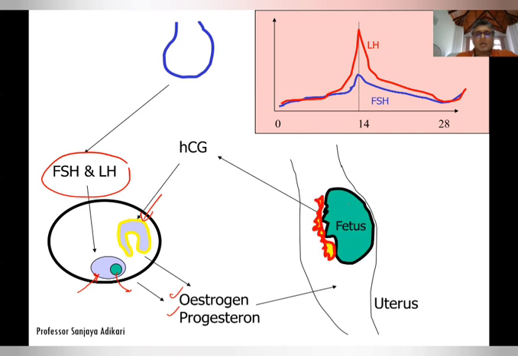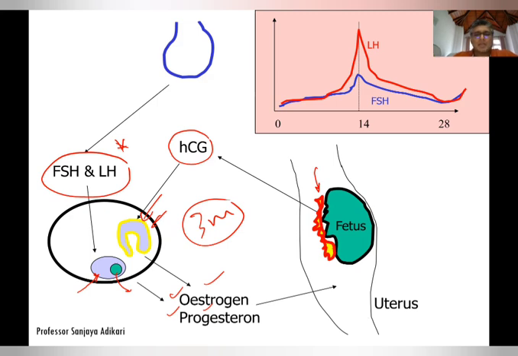Now, when there is implantation after fertilization, a placenta starts forming, which produces HCG, human chorionic gonadotrophin, which takes up the duty of the FSH and LH, which are going down at 28 days. By the time of 28 days, HCG will act on the corpus luteum here, and then estrogen and progesterone production continues for another 3 months like this.